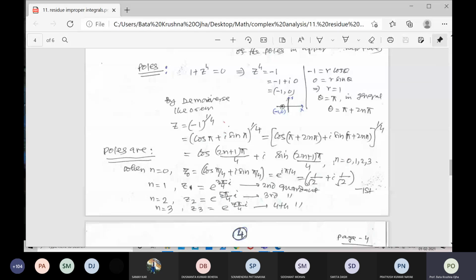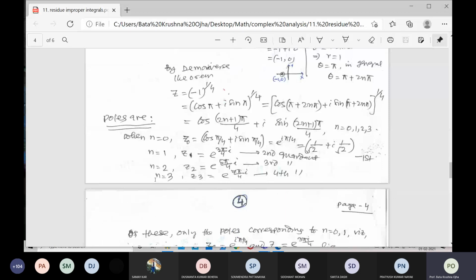So when n is equal to 0, what are the poles? For n equal to 0, z0 is equal to cos this, equal to this. I have given two values: e to the i pi by 4, or the value 1 by root 2 plus i by root 2 expanded. It is not necessary that you expand this.